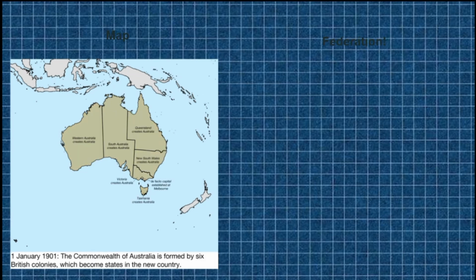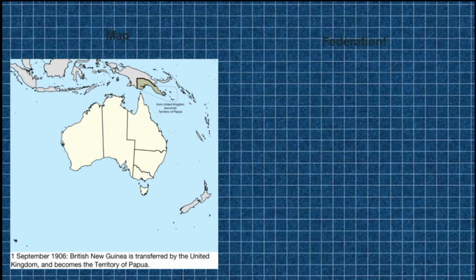Then we see Australia turn into a federation and become independent on New Year. Now you might be wondering, then why is Australia Day celebrated on another day? Well, I think people would rather celebrate New Year than Federation Day, which is why they use another day. Anyway, the Commonwealth of Australia is formed by these 6 British colonies, which become states.